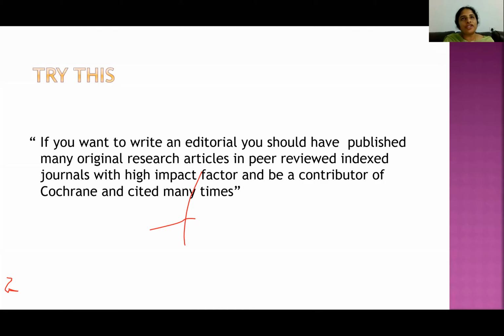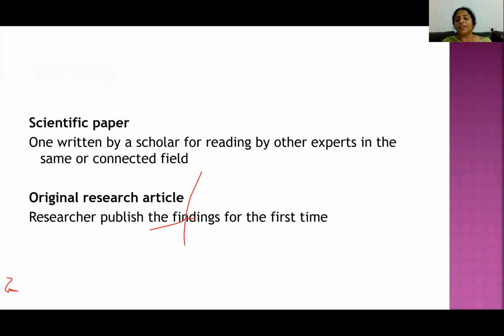So I'm going to introduce simple terminologies as to what each thing means. So what is a scientific paper? A scientific paper simply means a paper which is written by a scholar for reading by other experts. It's just something that somebody has written for others to read. That is all a scientific paper means.